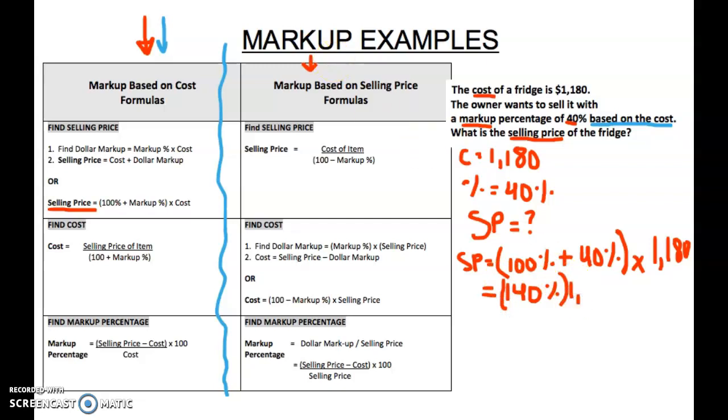And then when I multiply that by 1,180, oh, I did it again. Let me put my multiplication in there. When I multiply by 1,180, that's when I have to convert my percentage to a decimal. Okay, so I will go ahead, I will convert this to a decimal by dividing by 100. I have 1.40 times 1,180. So when you work out this problem, we have 1.4 times 1,180. We get $1,600.